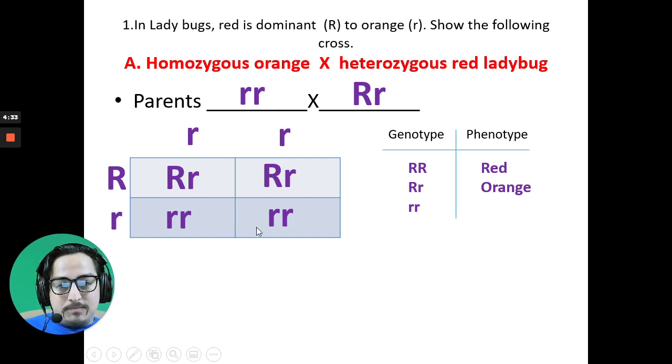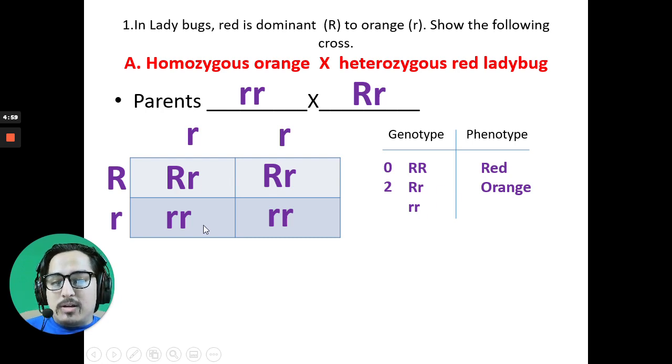These are the kids. So if a homozygous orange ladybug crosses, right, it has a baby with another one that is heterozygous red, these are how the babies are going to look like. How many are going to be capital R, capital R? You look in here. Do you see any? Nope, 0. How many are going to be heterozygous, which is 1 capital, 1 lowercase? There's 2 right here.